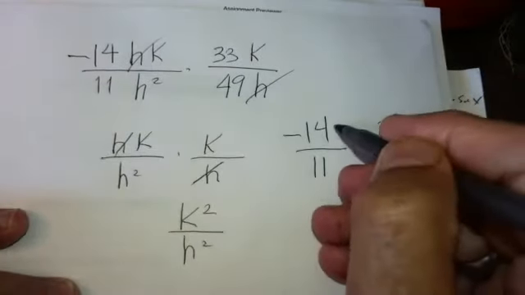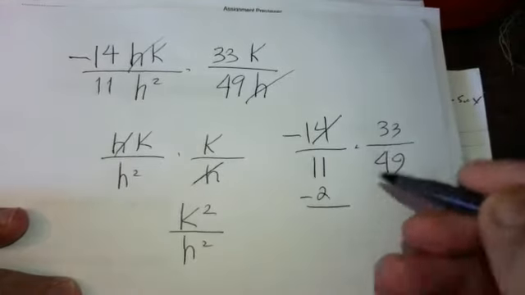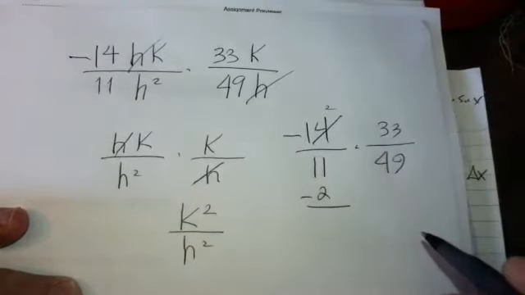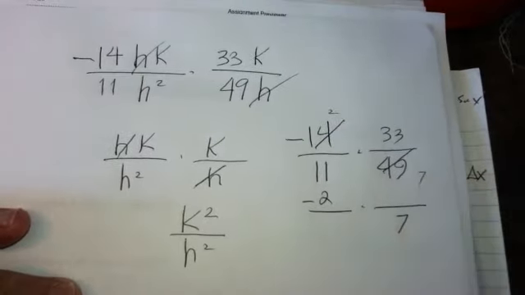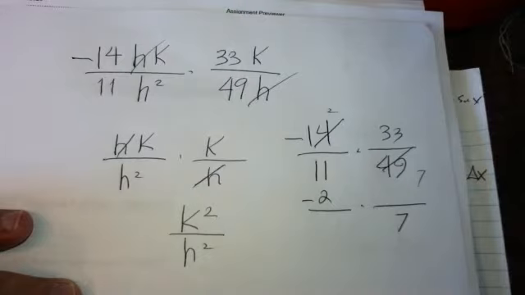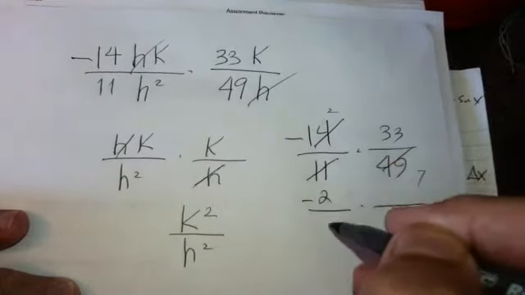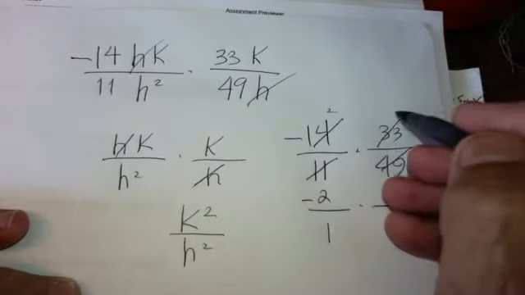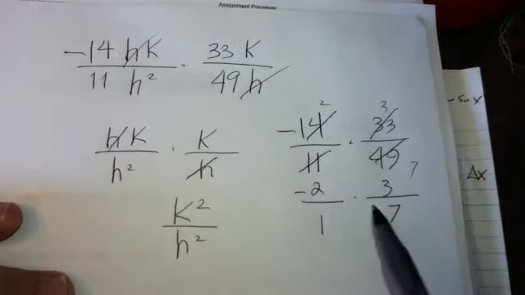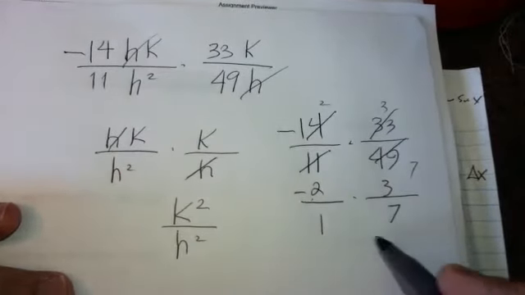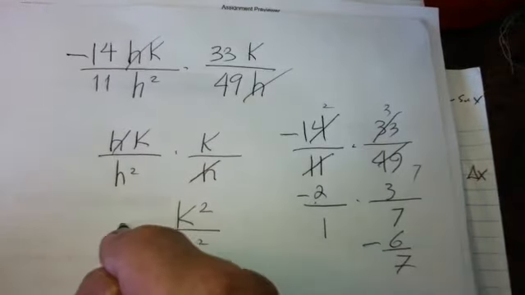14 divided by 7 is 2. 49 divided by 7 is 7. 11 divided by 11 is 1. 33 divided by 11 is 3. So what do you have so far? Minus 2 times 3 is minus 6 over 7. All right, you put that one here.